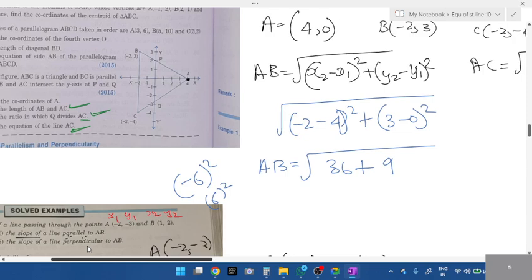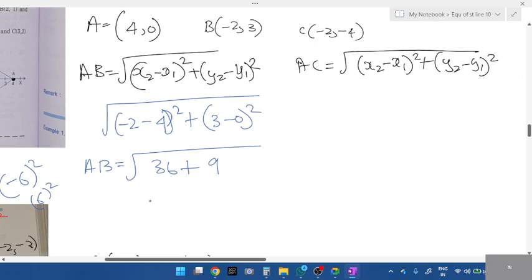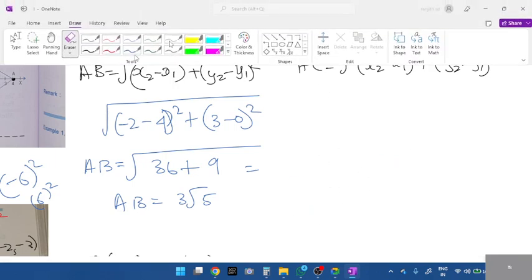Find the length of AB. B is minus 2 comma 3. What's the answer in textbook? Is it square root 45, or is it 3 root 5 in textbook? Textbook 3 root 5. Okay. What is square root of 45? When you simplify, you get 3 into 3 into 5. Take 3. Is this clear? All of you got 3 root 5 students. Simplify. Tell me the next one.